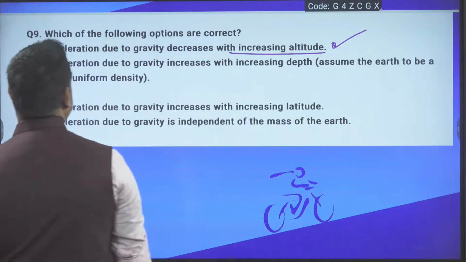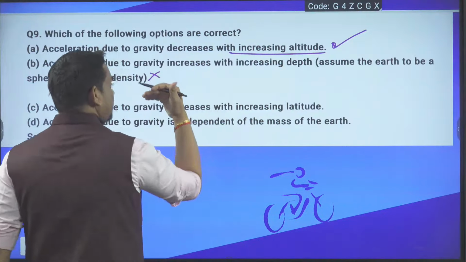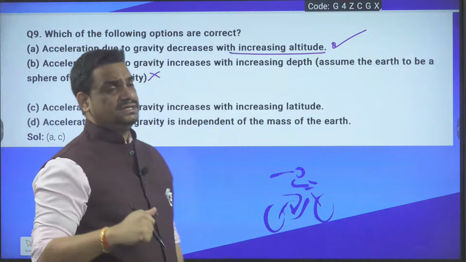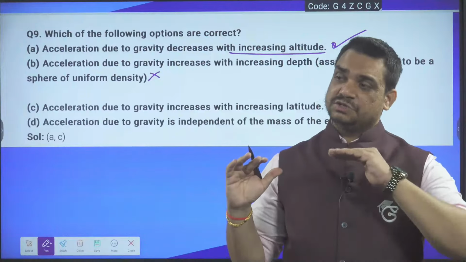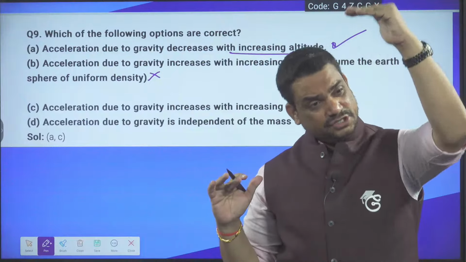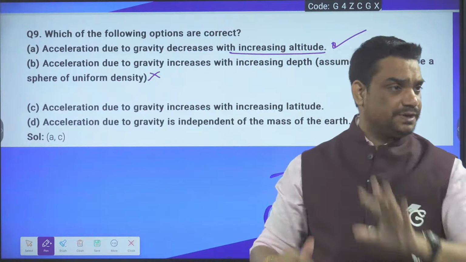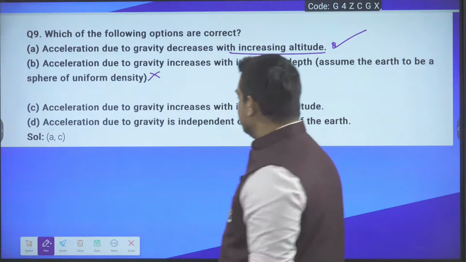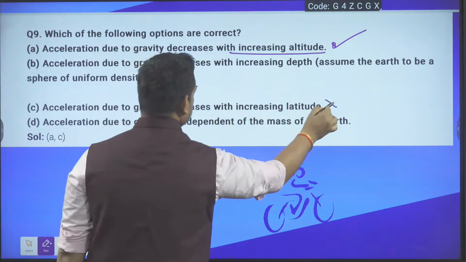Acceleration due to gravity increases with increasing depth. This one is wrong because we know with depth it also decreases, with height it also decreases. It is maximum at the surface. You go up, it decreases. You go down, it decreases. Maximum at the surface. Acceleration due to gravity increases with increasing latitude. That is also wrong.